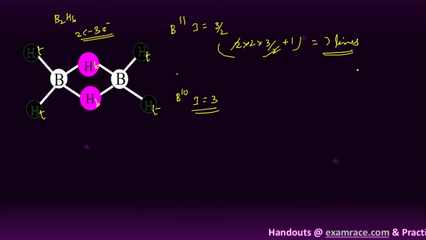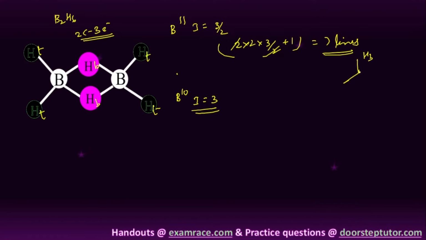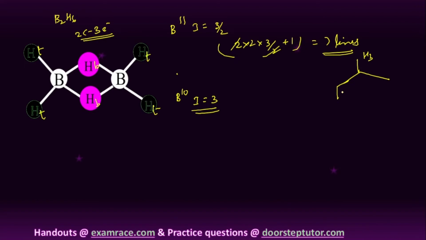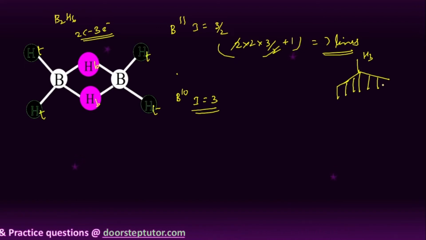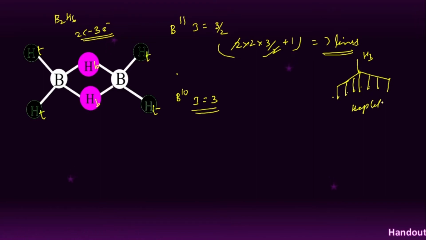So this is related to the bridging hydrogens. This is a heptet in the NMR, 1 2 3 4 5 6 7, and it gives a heptet in the NMR spectrum according to the B11 isotope, right? Okay, clear, right?